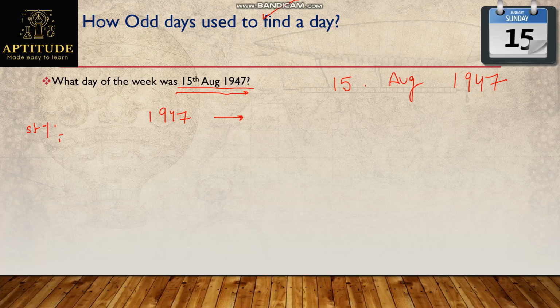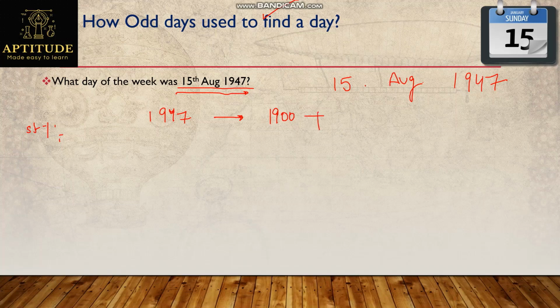How is 1947 divided? First of all, I need to write the century year. What is the closest century year of 1947? It is the century year 1900. So write 1900 as the century year.